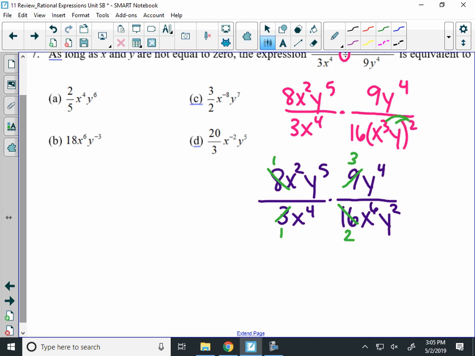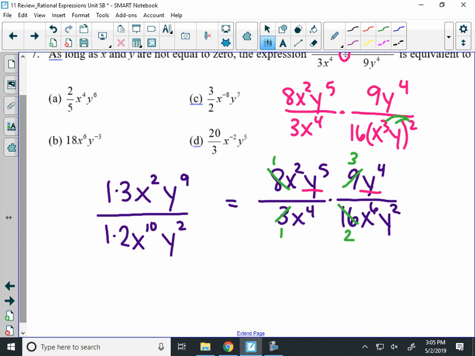Okay? And then I'm going to multiply straight across with my exponents. So I have 1 times 3, or I'll rewrite it this way. 1 times 3, x to the 2nd in the numerator, y to the 9th. Okay, I added y to the 5th and y to the 4th. Now my denominator will be 1 times 2, x to the 10th, y squared. I don't really need those 1 times. I'm just going to erase them, but I put it there so you can see that we didn't just ignore it. And let's simplify the rest of this.